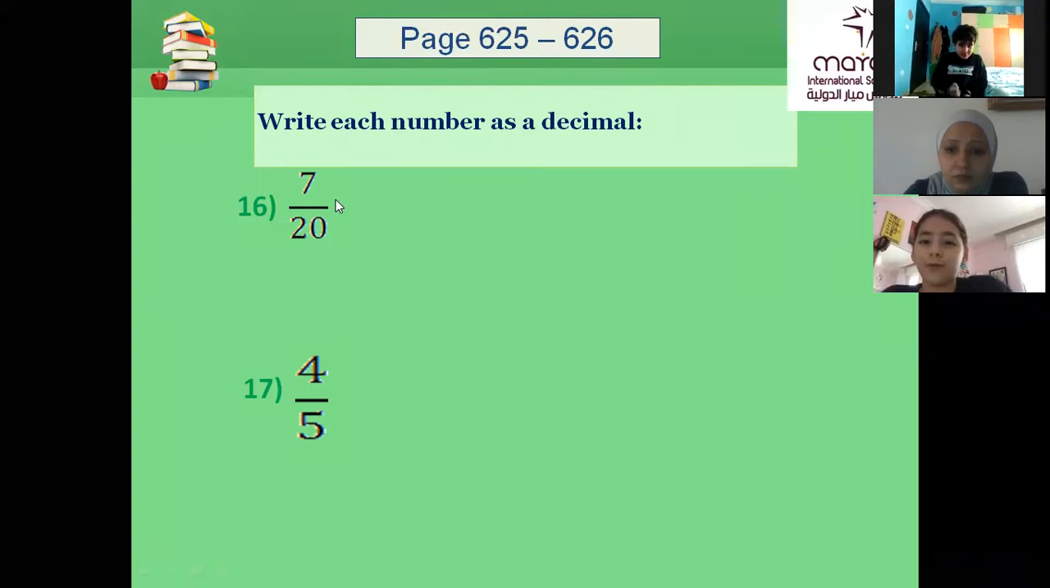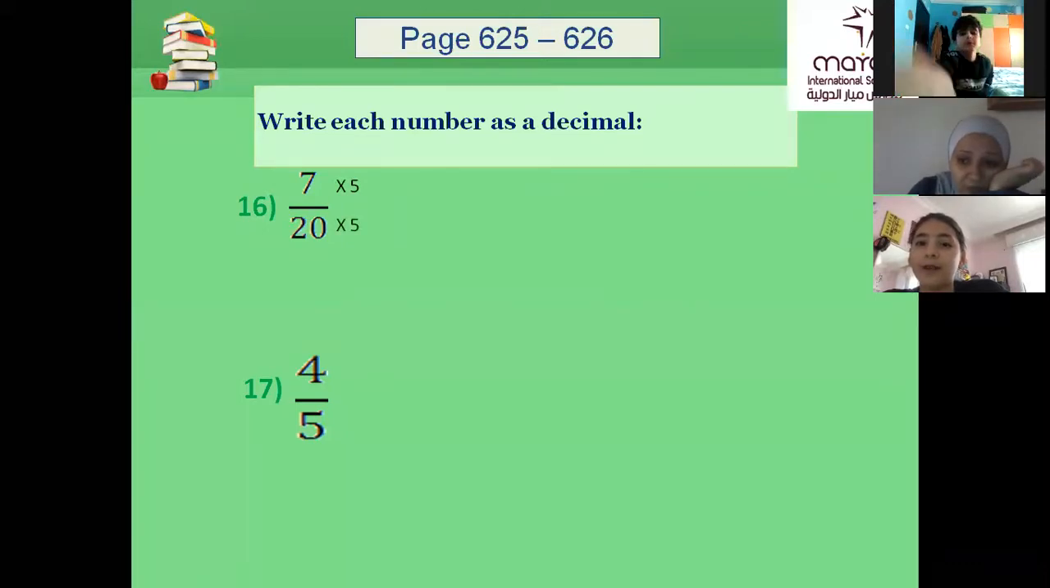Now, Malak Mansour, can you do this? 2 and 7 out of 20 as a decimal. Now, we should change the denominator to what, Malak? 10 or 100. Can we change 20 to 10 or 100? We can times it by 5. So, what will we get? 100. Yes. And 7.